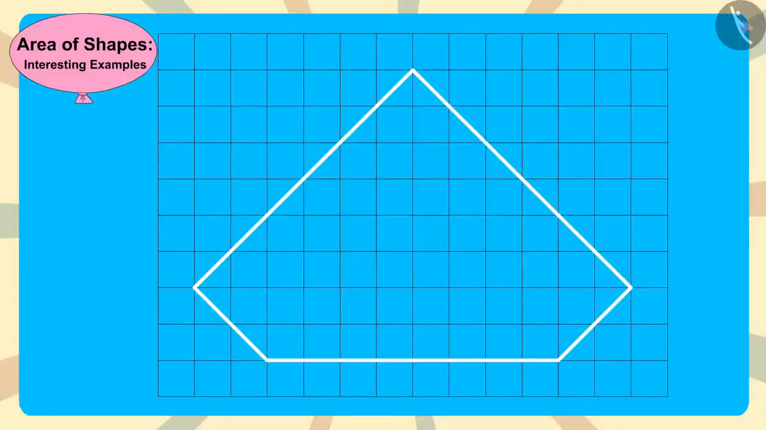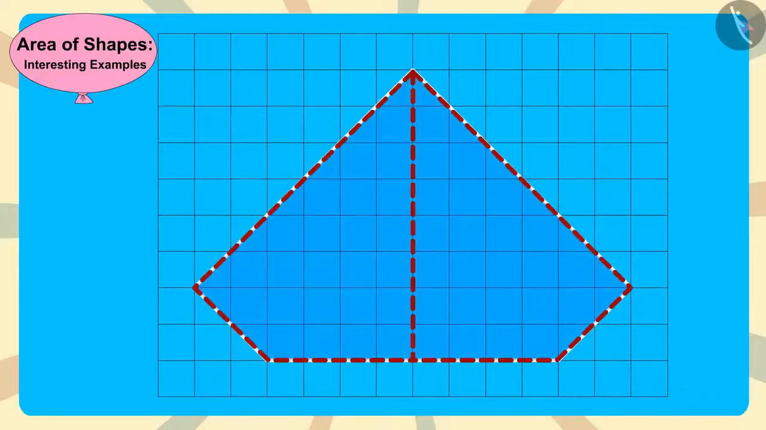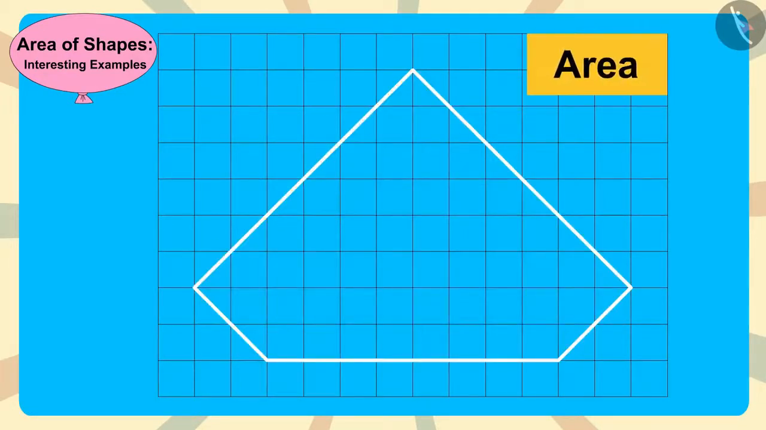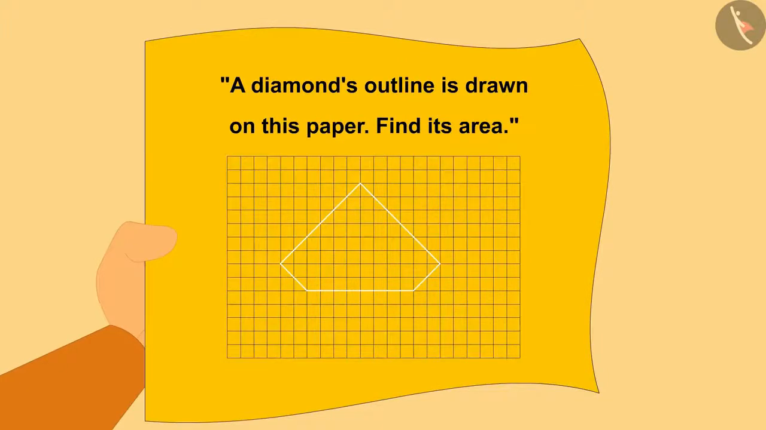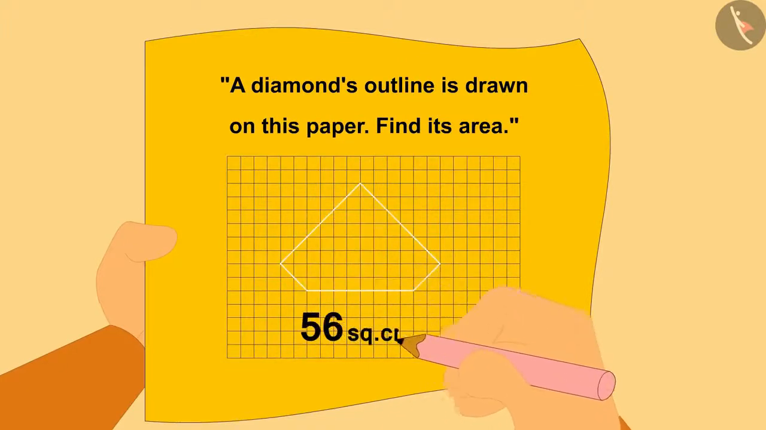Now, because the diamond is made of these two equal parts, she multiplied the area of this part of the diamond, 28, by 2. The area of this diamond is 28 into 2, 56 square centimeters. Chanda immediately wrote the area of the diamond as 56 square centimeters on that paper.